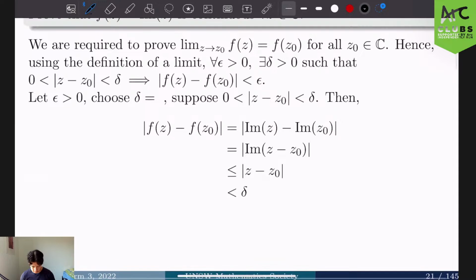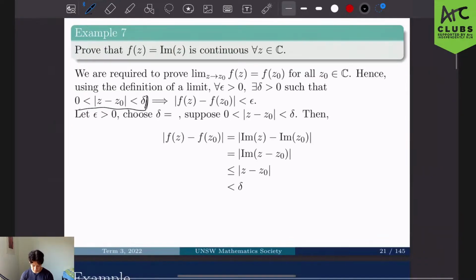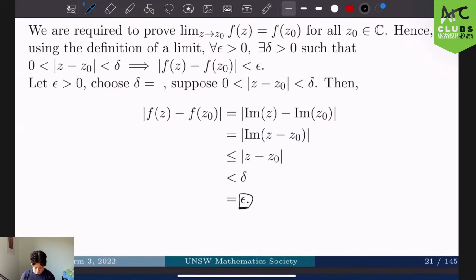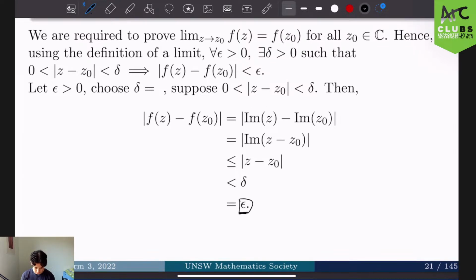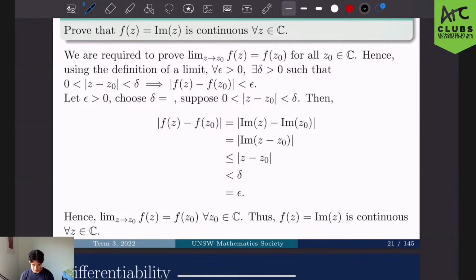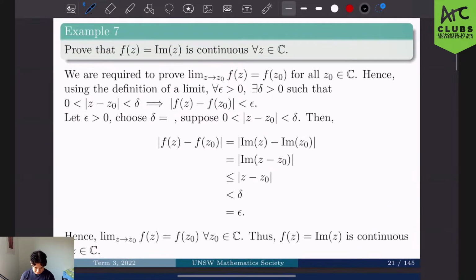And this is from over here, less than delta. And we can actually choose delta as epsilon, because if we choose this as epsilon, then our inequality will become this if we take it back all the way to the top, and that will satisfy the condition that we were looking for. So hence we've proved that the limit of the function as it approaches this value is equal to the value of the function at that value. So we can say that it is continuous.